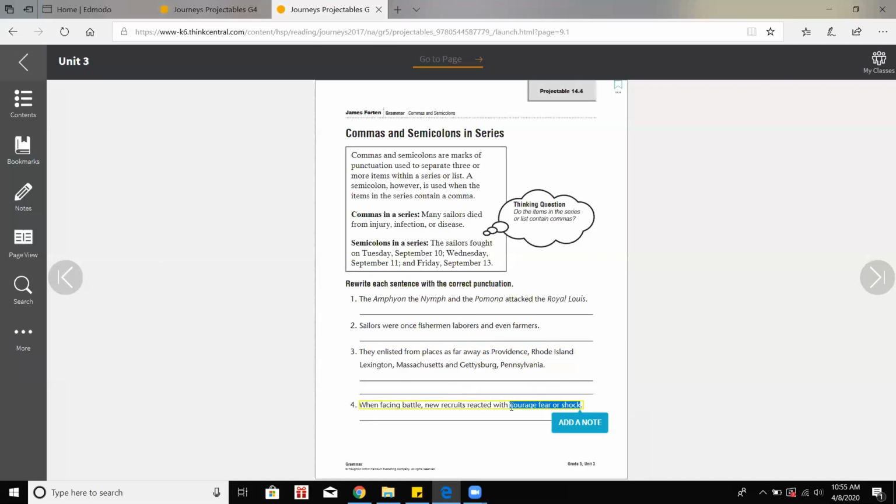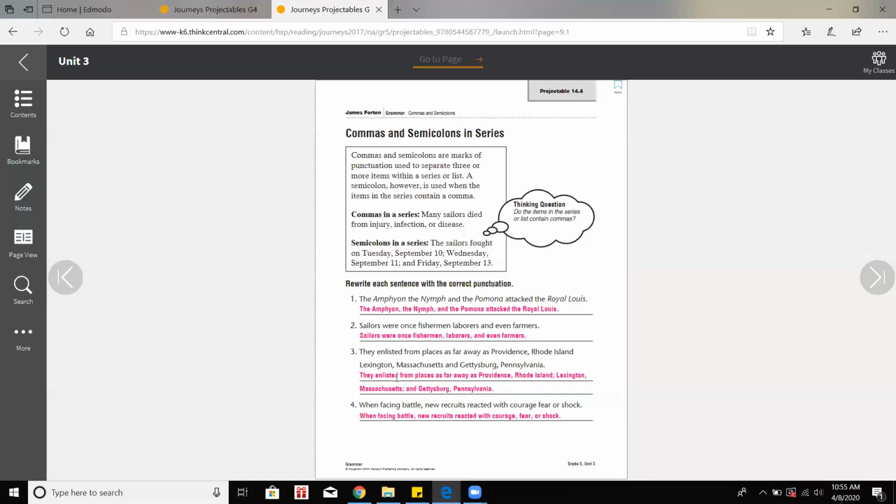Think about it. If your answers are like this, then you are correct. Where to put the comma in the first one? After Amphion, after Nymph, before the conjunction, and then you have the third item in your list, which is the Pomona. Second one: sailors were once fishermen, comma, laborers, comma, and even farmers.